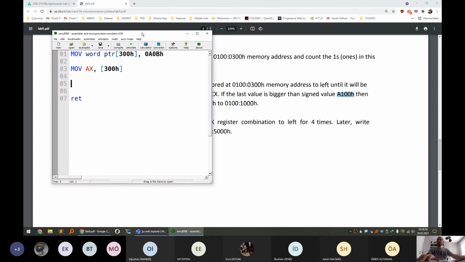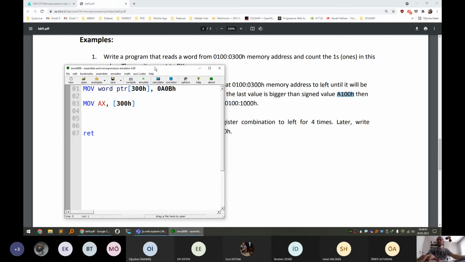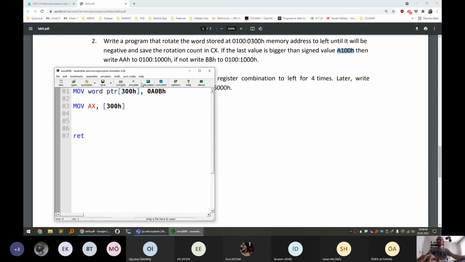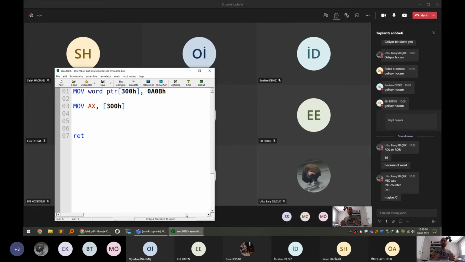We don't know how many times we need to rotate, so we need a loop again. We need to check if the value is negative or not. Any idea how we can check if a value is negative or not? By using rotate. Any idea?